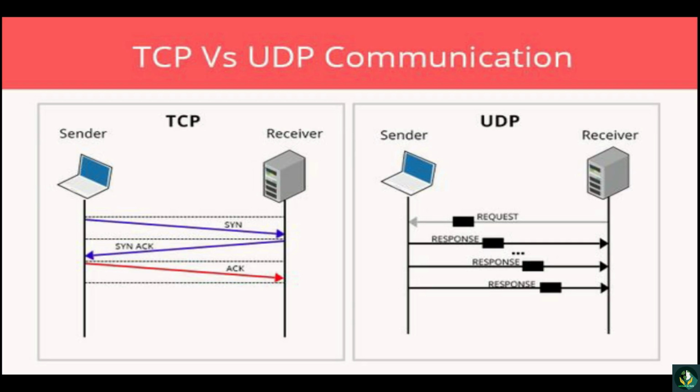So here is TCP versus UDP communication. Here, the sender gets a request from the receiver in UDP and then replies with a response. UDP speeds up transmissions by enabling the transfer of data before an agreement is provided by the receiving party. In computer networking, the User Datagram Protocol is one of the core members of the Internet Protocol.